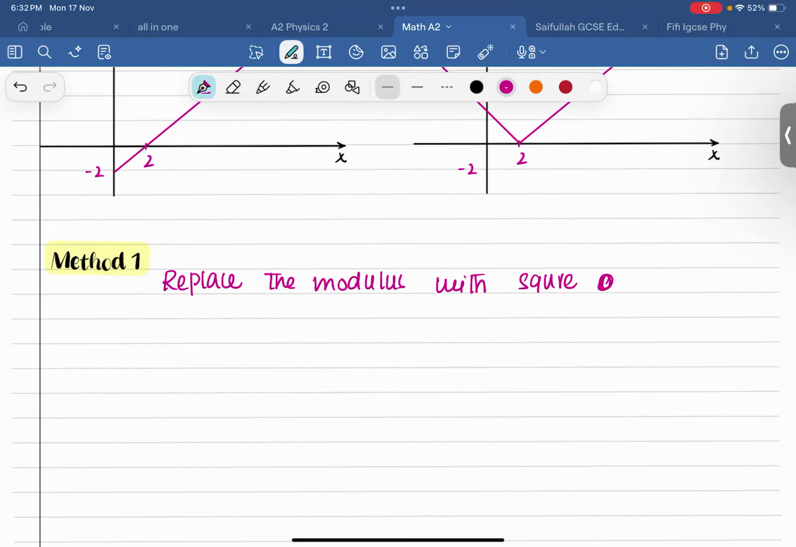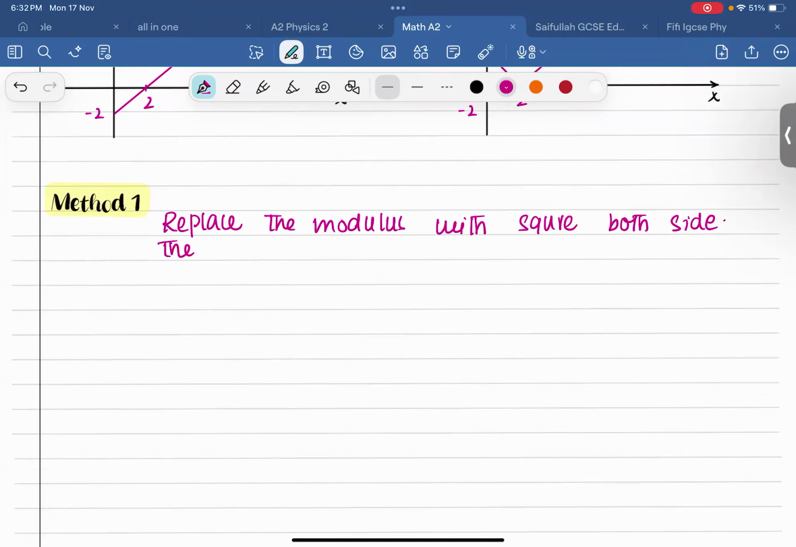Since if you introduce anything, you have to do it on both sides, right? So square both sides. Replace the modulus with a square on both sides, then solve the function, equation, or inequality.